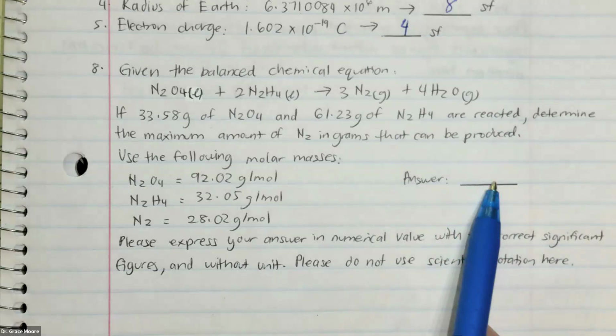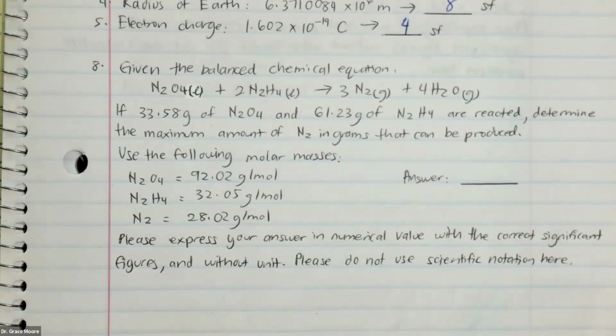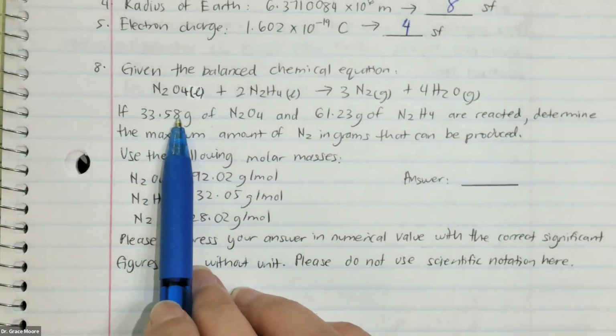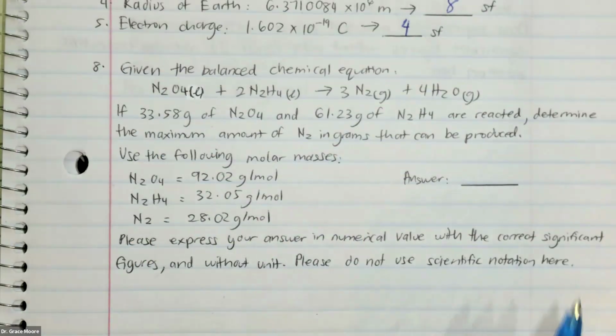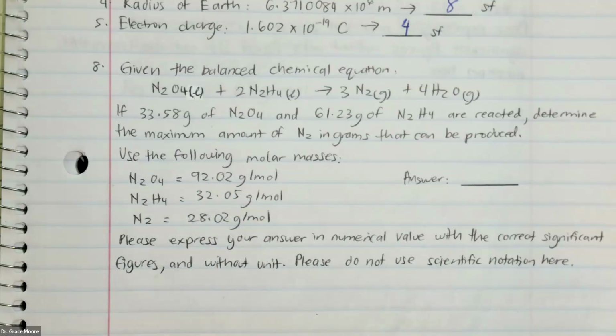Again, we just want to put the numerical answer. Don't use scientific notation. No need for units as well. You do want to make sure you keep the correct number of sig figs. If you think about it, I have 4 sig figs here and 4 sig figs. Your answer is probably going to be in 4 sig figs. As you can see, all the numbers here are 4 sig figs.